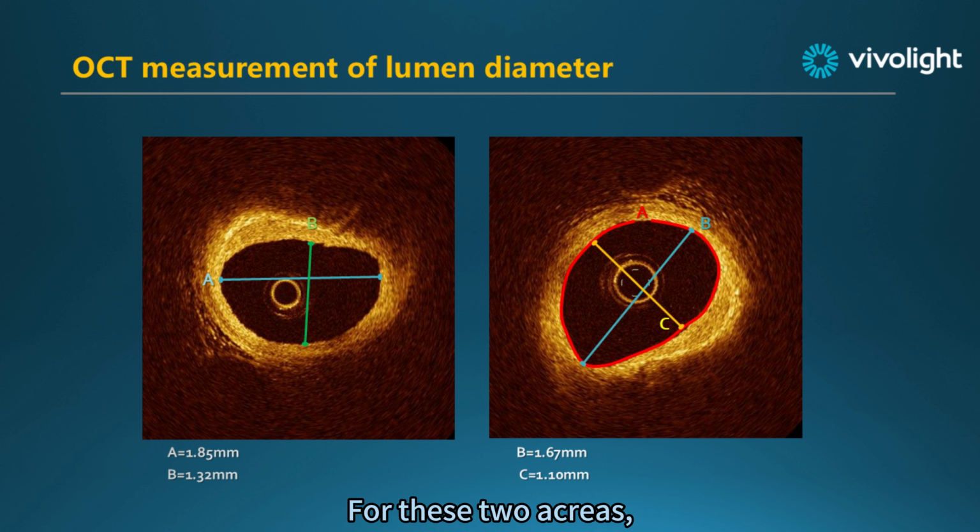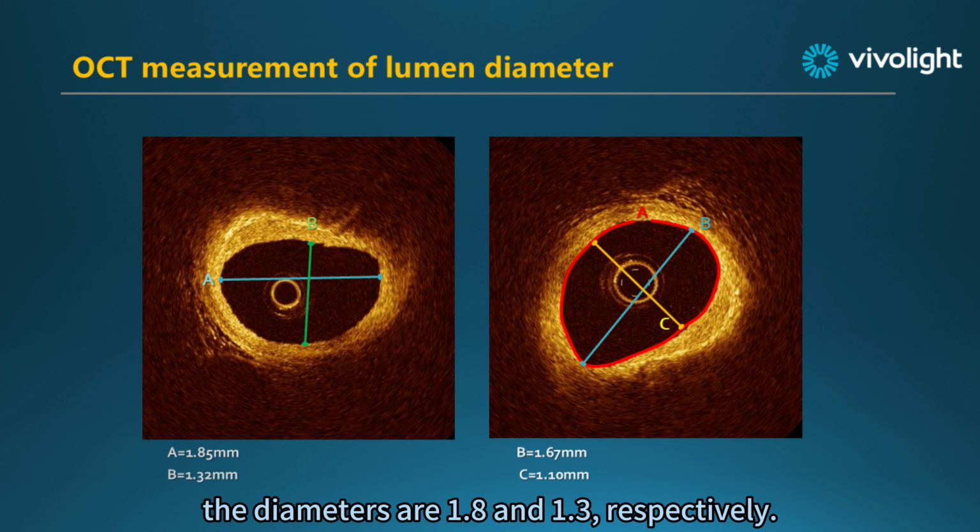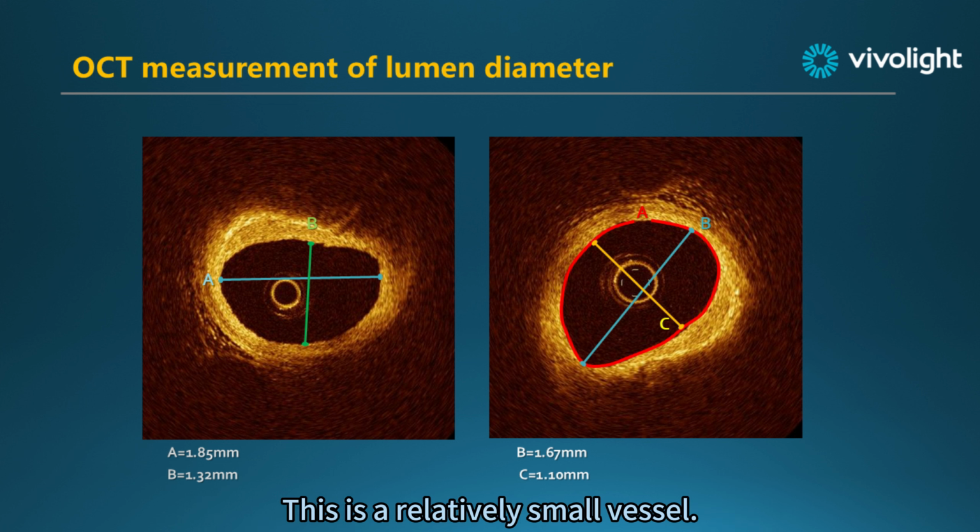For these two axes, the diameters are 1.8 and 1.3, respectively. This is a relatively small vessel. On the right, it's 1.67 and 1.0. This is also a relatively small vessel.